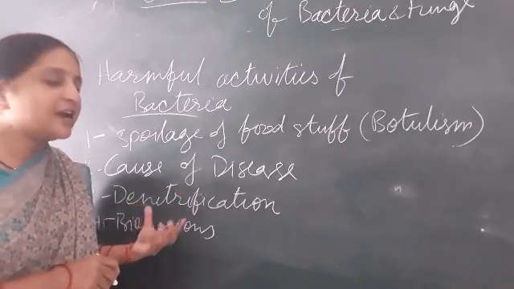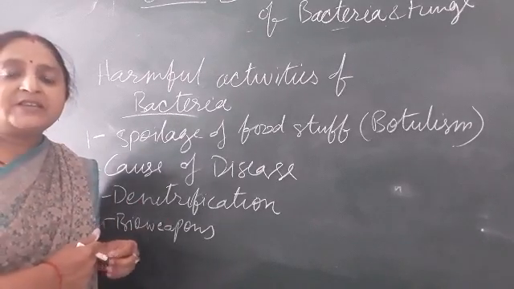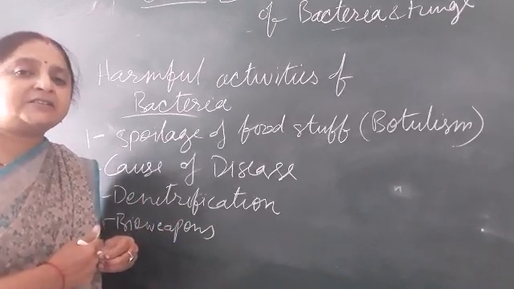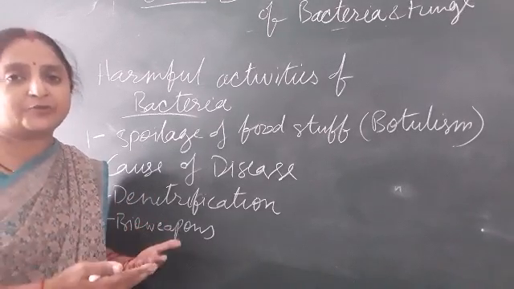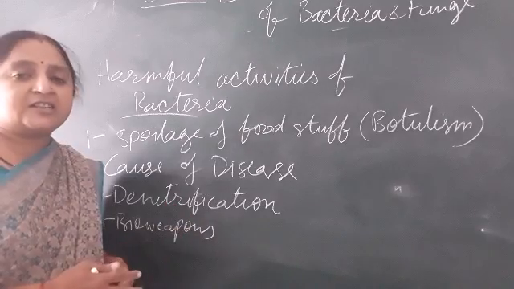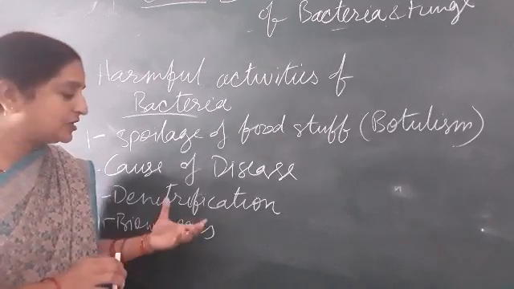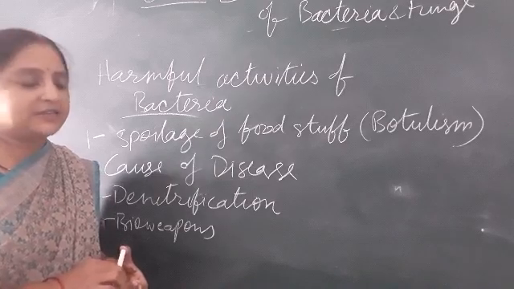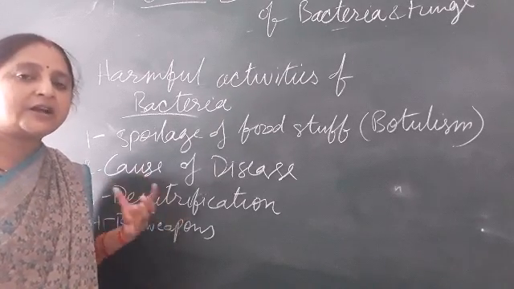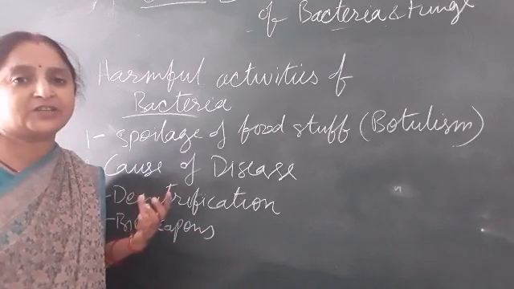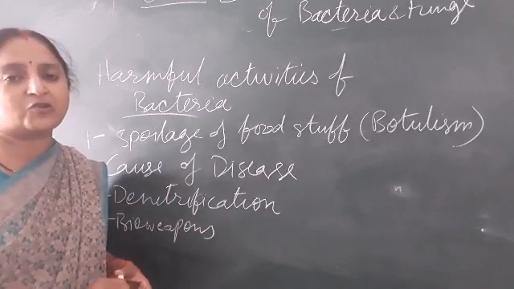Now next is denitrification. Denitrification is done by bacteria that convert nitrates into nitrogen, so they are responsible for lowering soil fertility. The conversion of nitrates or nitrites into nitrogen is called denitrification, and it is caused by bacteria, so they are responsible for causing soil infertility.